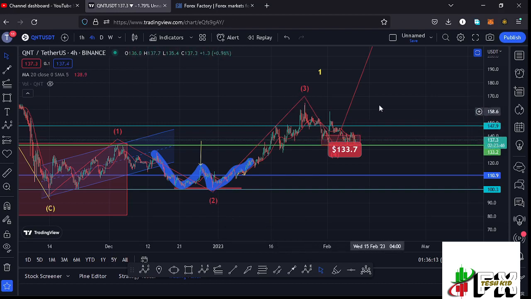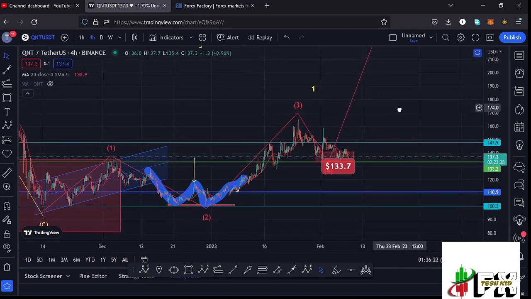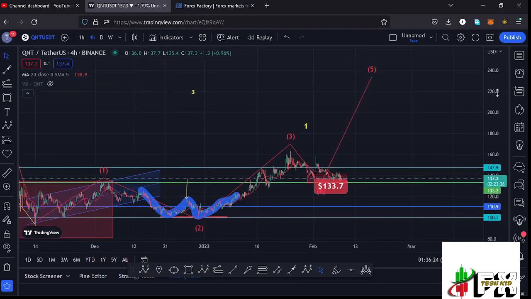And there are chances that very soon, as long as we are holding above the key area of support at around the $133.2 mark, there are chances of continuing to push even higher in the formation of this wave 5, and also fully maximize our target areas.